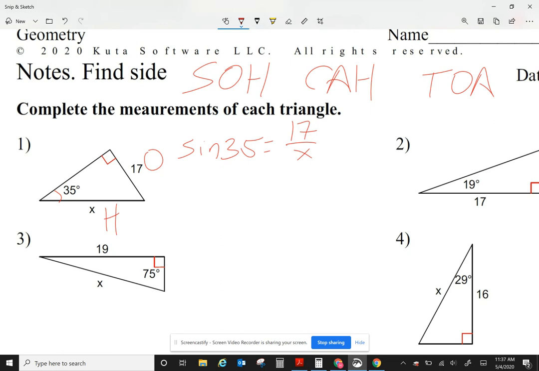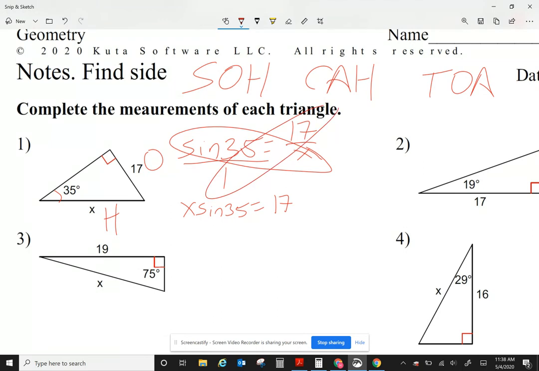Now, if the x was on top, if I had x over 17, multiply both sides by 17 and you get x by itself. Because it is not on top, I'm actually going to see this as two fractions equal each other. And I know when I have two fractions equal each other, I cross multiply. So I have that x times sine of 35 is equal to 17 times 1. Now I'm going to say that x is equal to 17 divided by sine of 35.